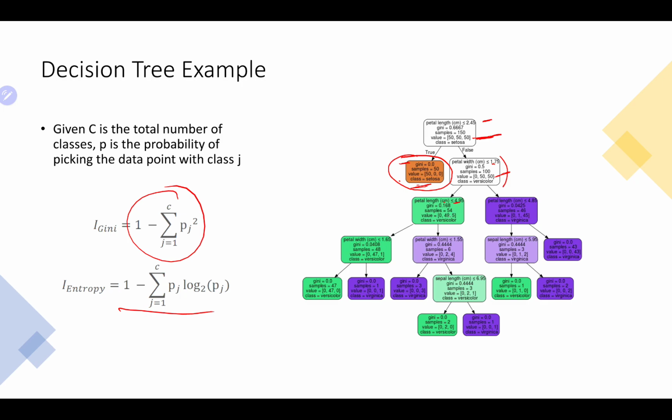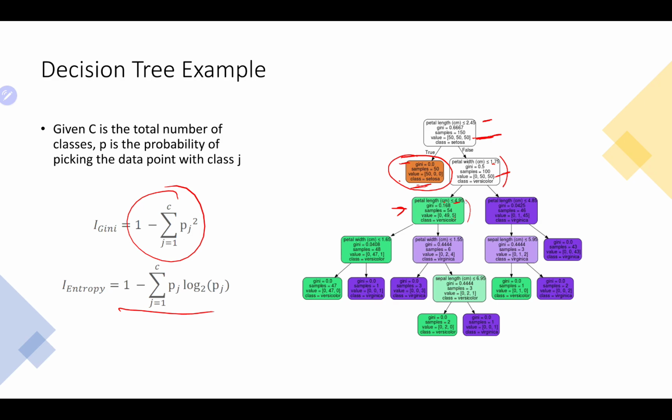Okay, so when it went to the left, there is 49 from this middle class and 5 points from the right class. So this is pretty good. It's not pure yet, but it's much better than before. And it says class versicolor, so that means most of the points in this node are from the versicolor class. All right.